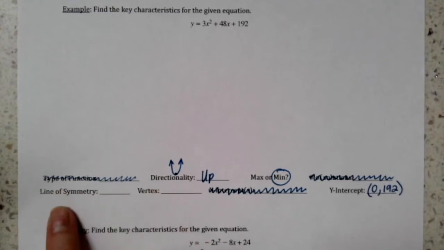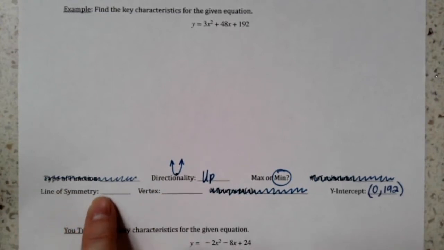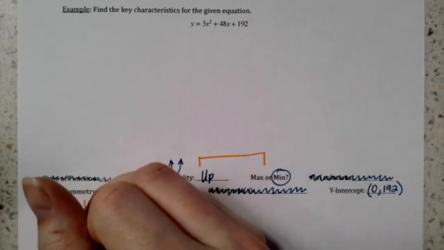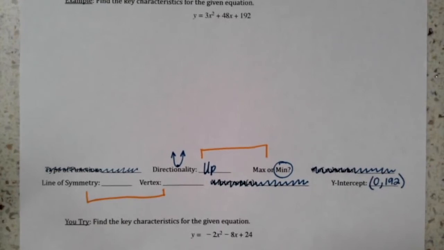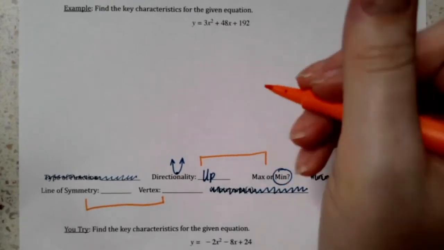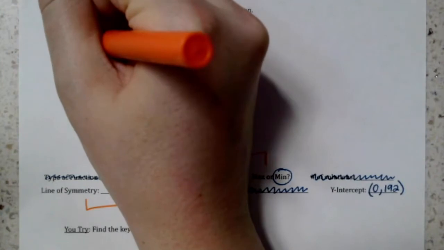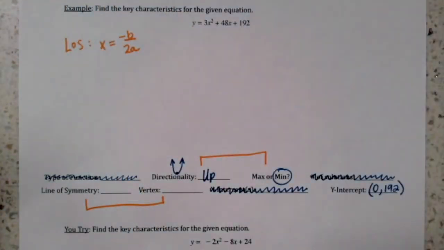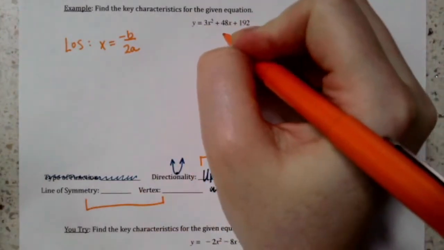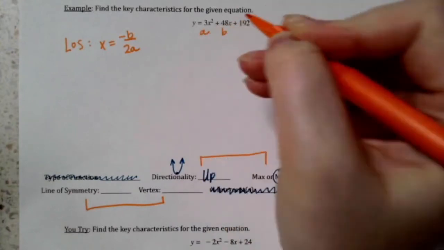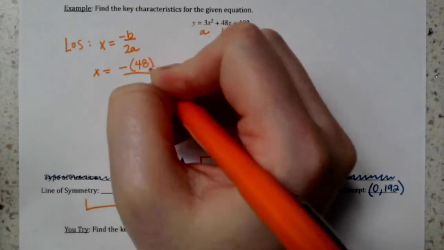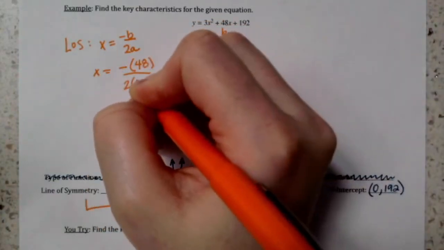And then the last two, the line of symmetry and the vertex, those go together, kind of like the directionality and max and min go together. Line of symmetry actually has its own equation, negative b over 2a. We can plug our values into that. My b value is 48, my a value is 3. So we get negative 48 in parentheses over 2 times a, which is 3.